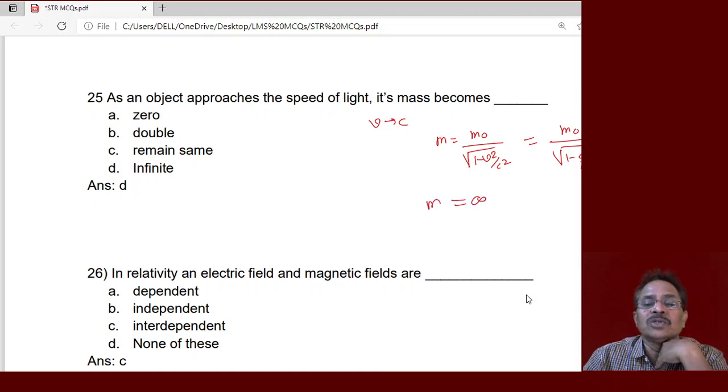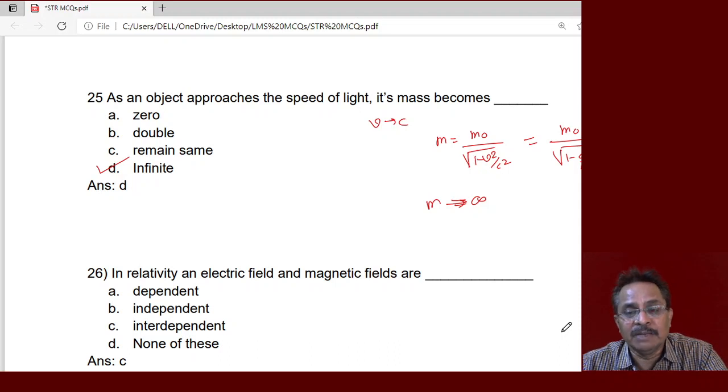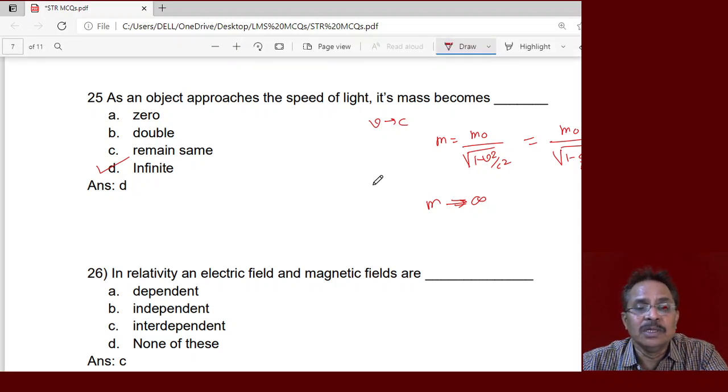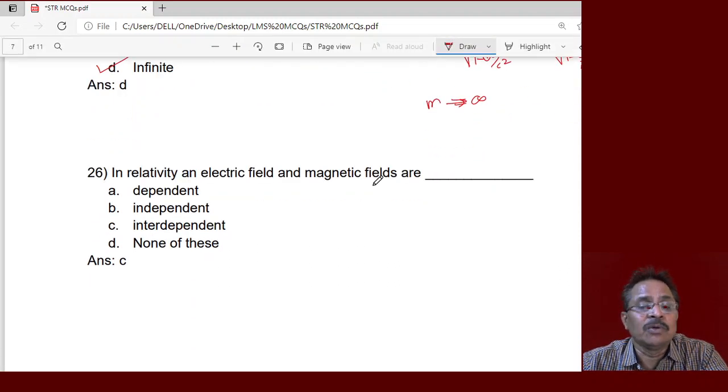Therefore, mass of that object becomes infinity as this velocity reaches the velocity of light, and therefore D is the correct option, that is infinite mass will be there. So an object approaches the speed of light, its mass becomes infinite. That is one of the special results of this special theory of relativity.